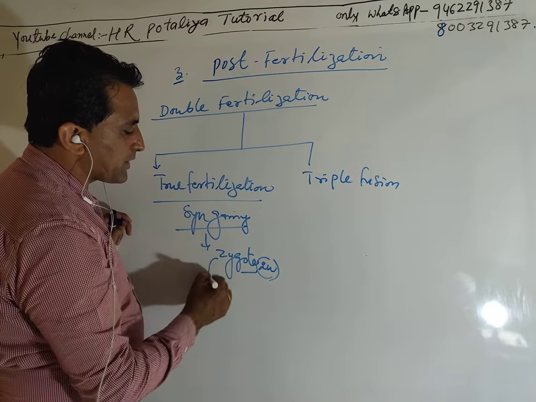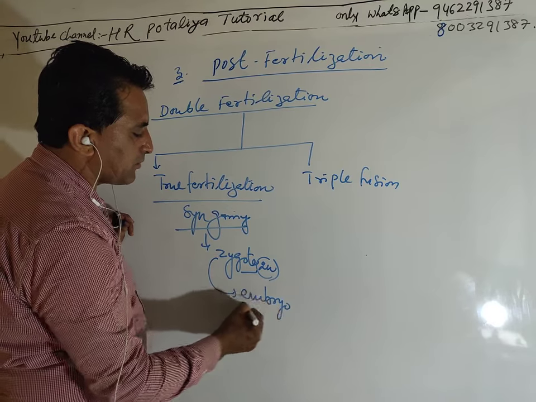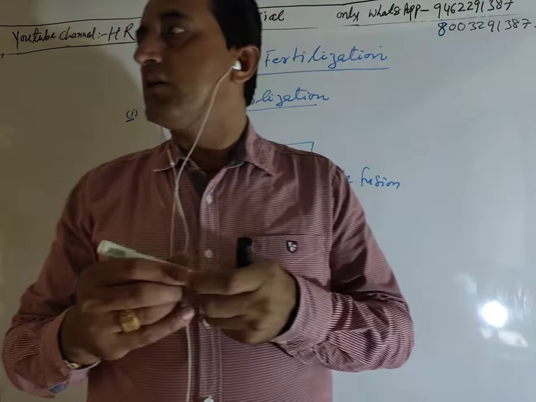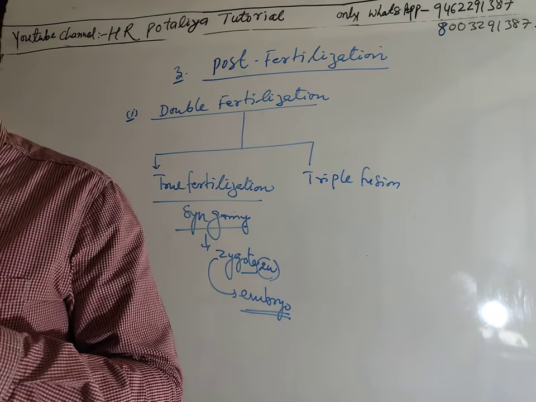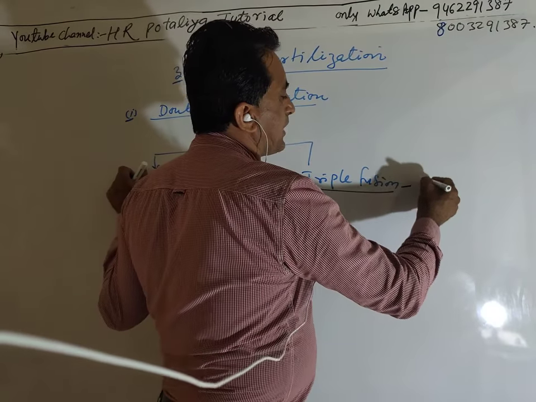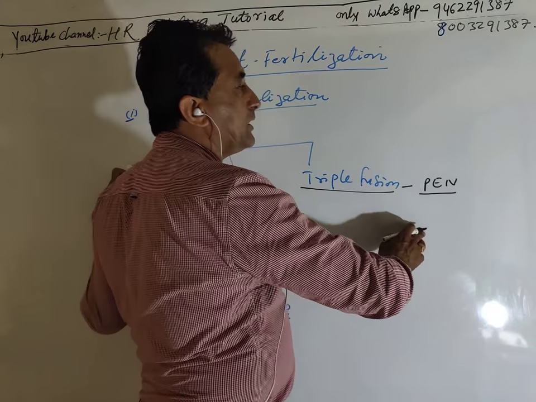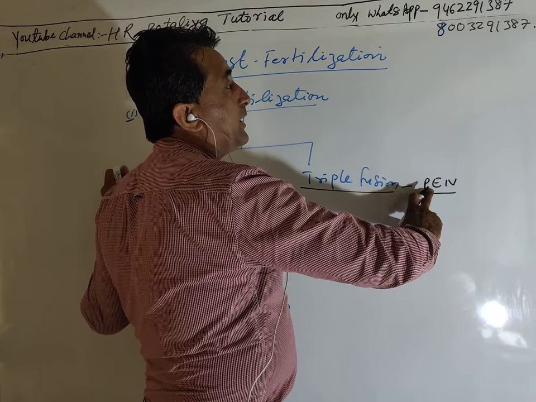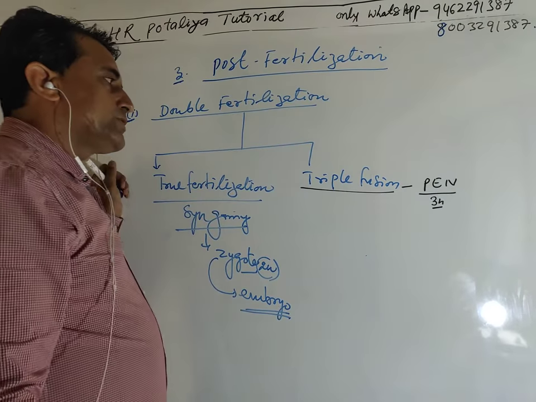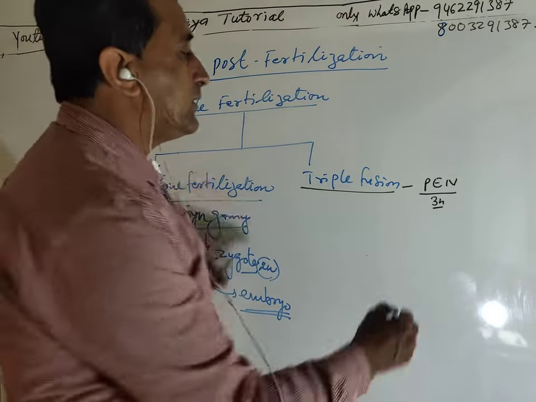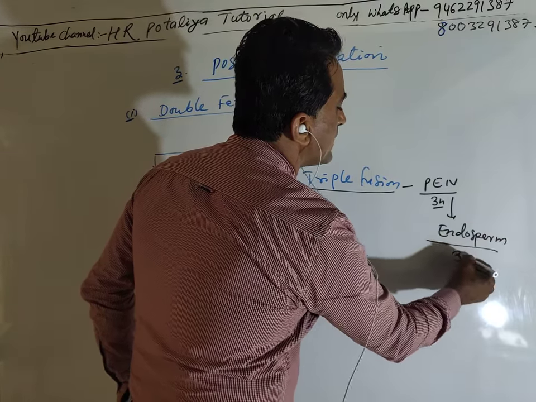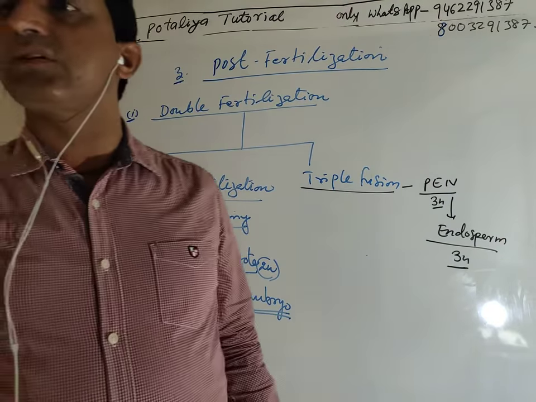The zygote is a diploid cell, and later it changes into the embryo, which is the next generation. The other part is the triple fusion. By triple fusion, a special cell is formed, the PEN, primary endospermic nucleus cell, which is a 3N stage cell. That cell changes into the endosperm, and each endosperm cell is 3N.